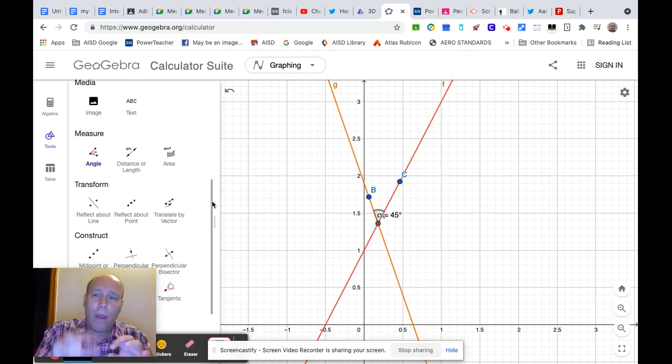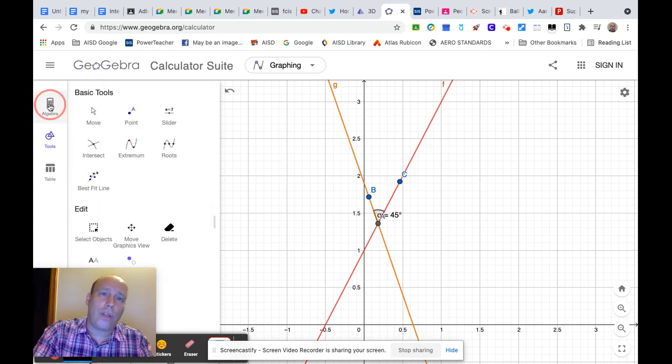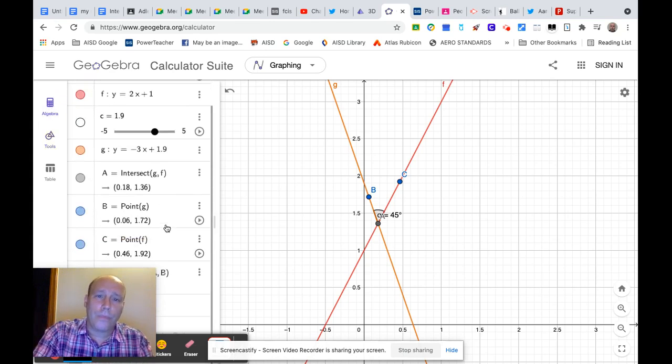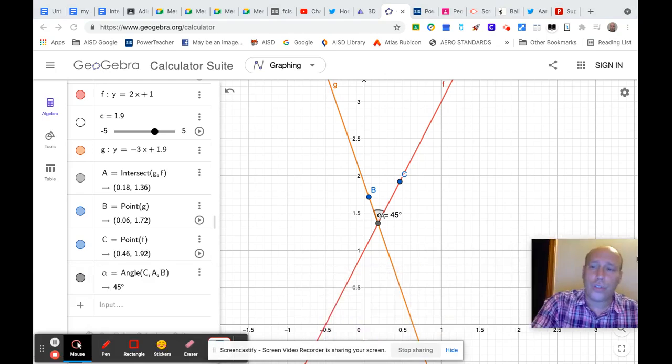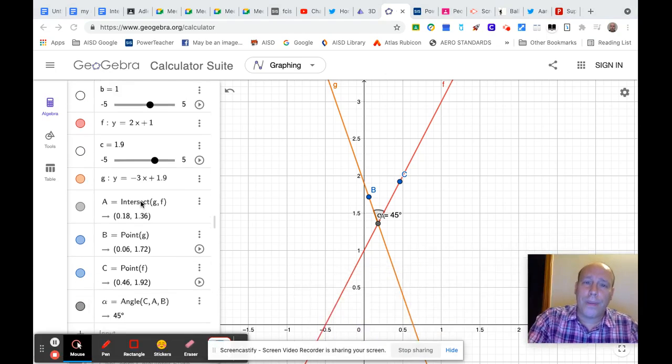The question is, if I move these lines around, is that angle going to change? If I look at the algebra, I see, yeah. I specifically made a point that we're looking at the direction vectors directly affect the angle. So let's look at the sliders I created, which affect the y-intercept, but also move the line up and down, left and right. Does translating the line affect the relationship?